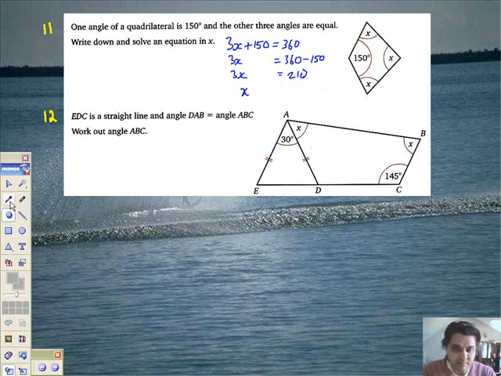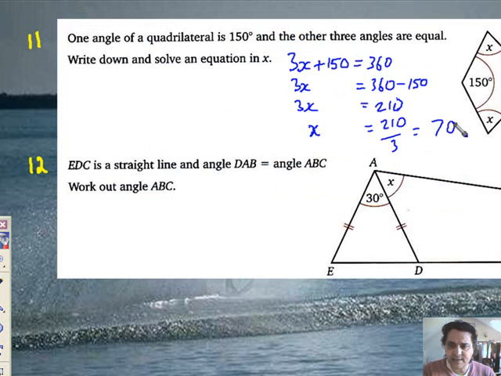So 210 divided by 3, x is 70 degrees, because 21 divided by 3 is 7.